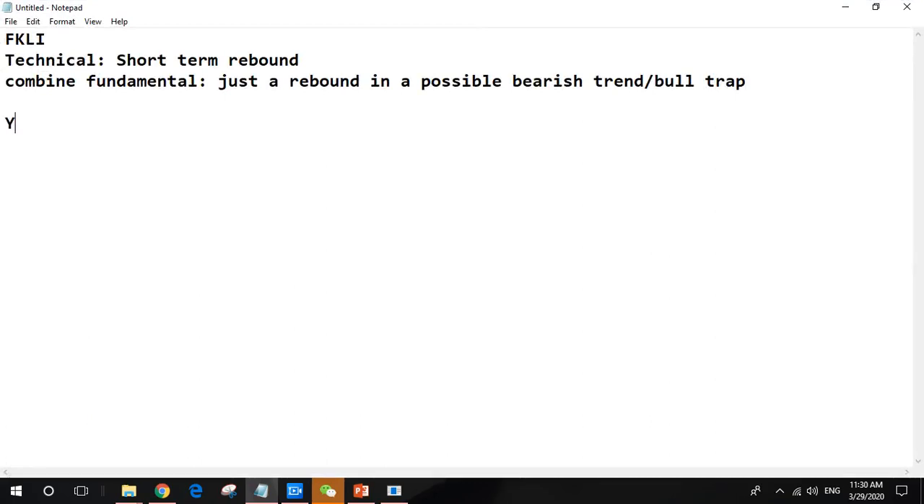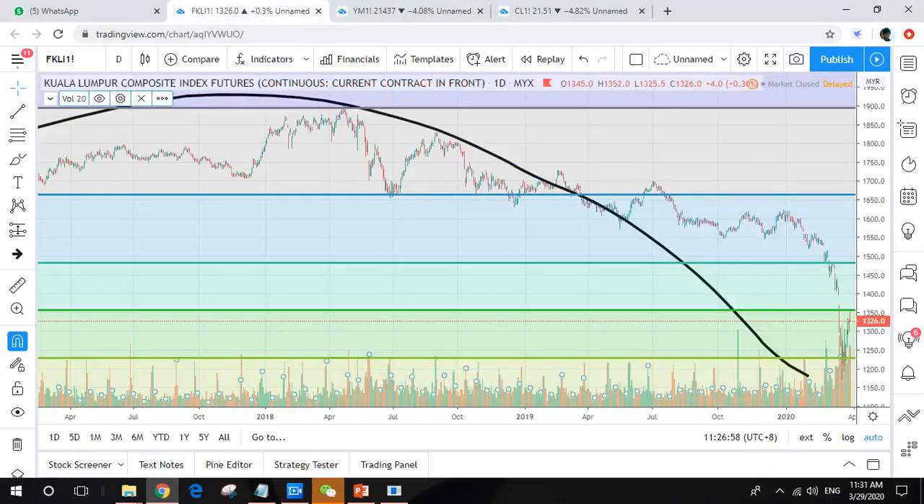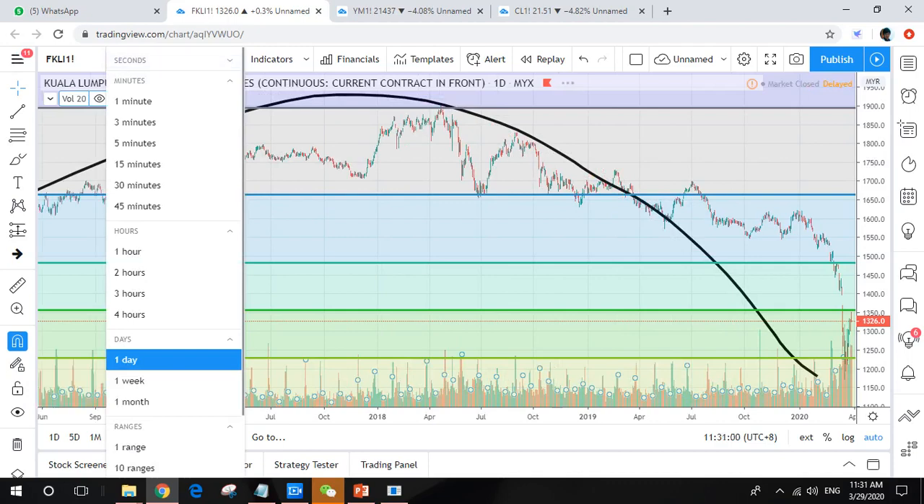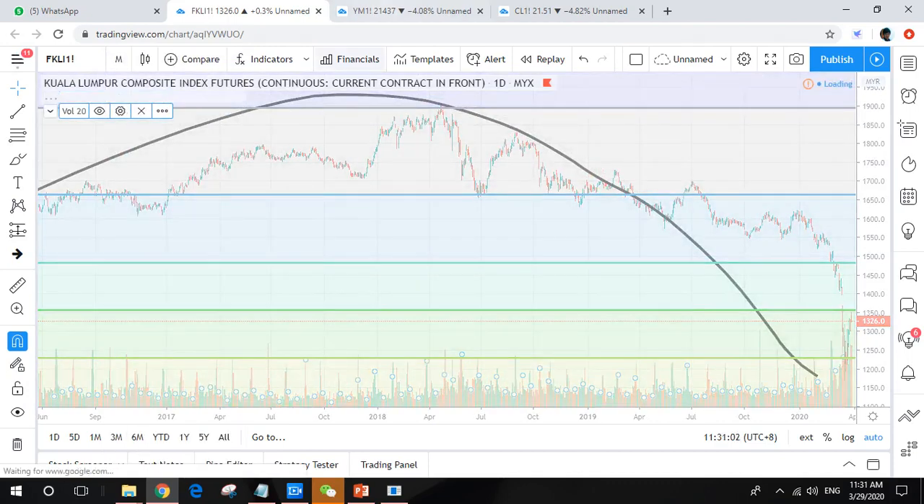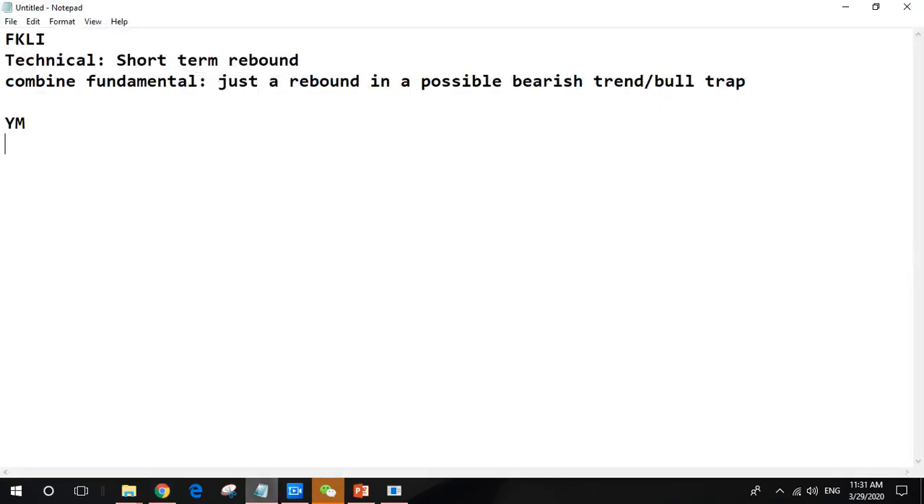For the US Dow Jones, it is slightly better because it rebounded from the technical line, the 50 Fibo level here. The trend we can see here, compared to FKLI, is slightly better. So the Dow Jones is slightly better than FKLI.